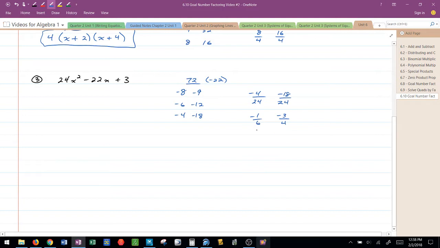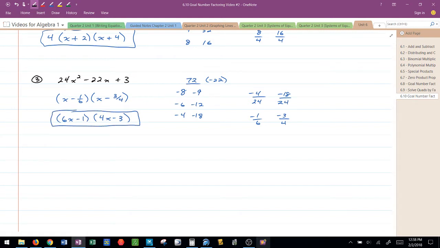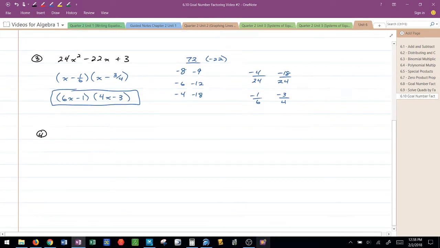Both of those fractions are simplified, so now I'm ready to move to the factors. I have x minus 1/6 and x minus 3/4. But I'm not going to leave them as fractions. I'm going to rewrite this as 6x minus 1 and 4x minus 3. I do my double check. 4x times 6x is 24x squared. Negative 1 times negative 3 is positive 3. I'm feeling really confident. Okay, let's try one more of these.